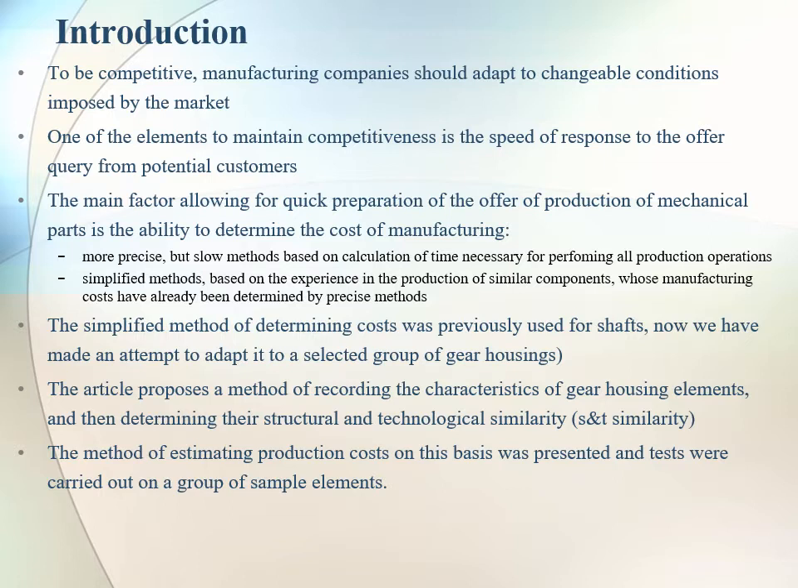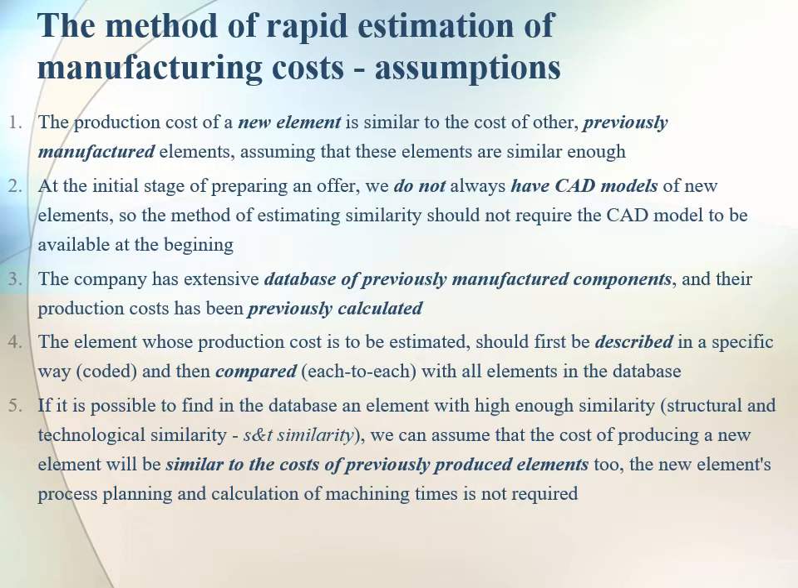So in this article we modified this method to include this selected group of gear housings, and to run some tests on this method on those elements. We have a few assumptions of this method. First is that production cost of a new element is similar to other previously manufactured elements, assuming that those elements are similar enough to each other.